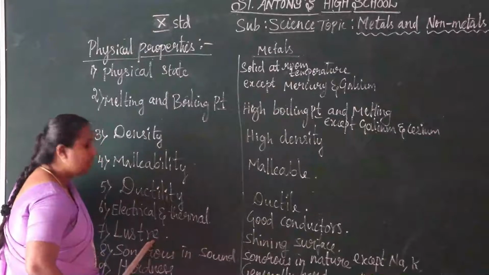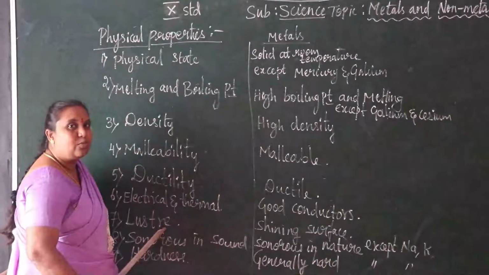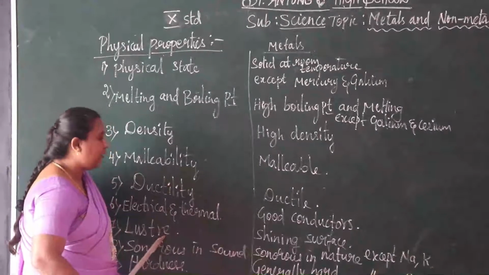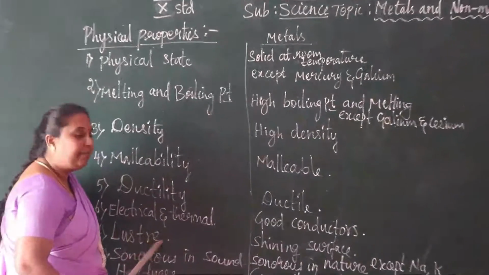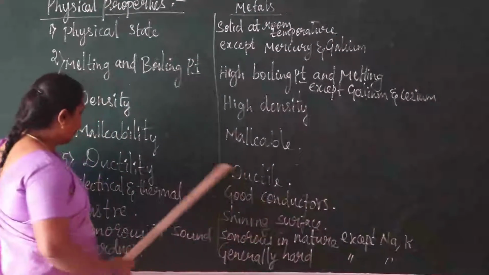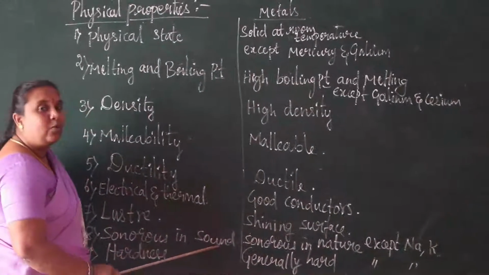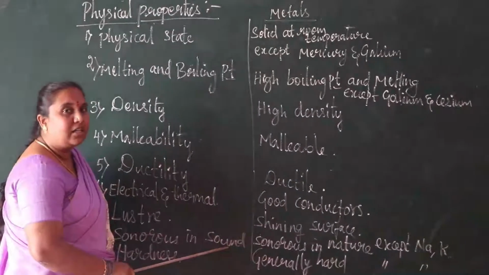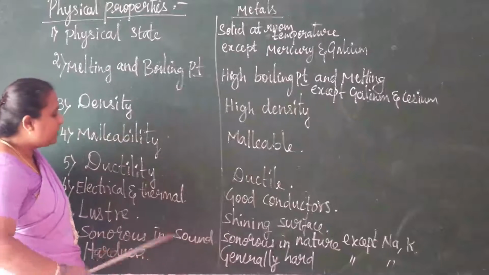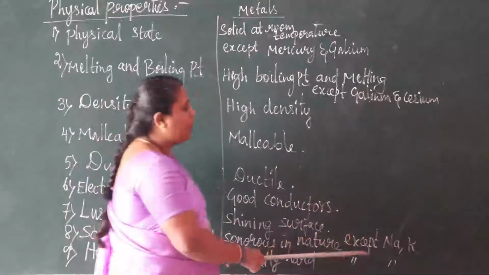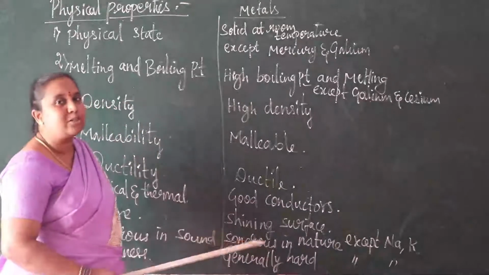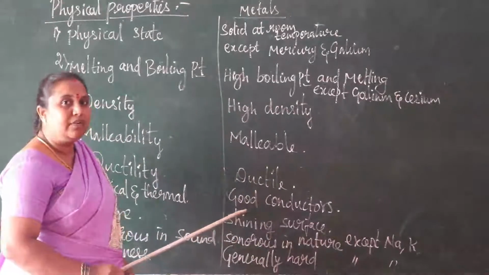Okay, and lustrous. Next property is lustrous. What is meant by lustrous? It is having a shiny surface. All the metals have a shiny surface. And sonorous in nature: when we beat or strike metals, they make sound. That we can say is sonorous in nature, except sodium and potassium. Why? Because they are soft metals, so there is no sound.